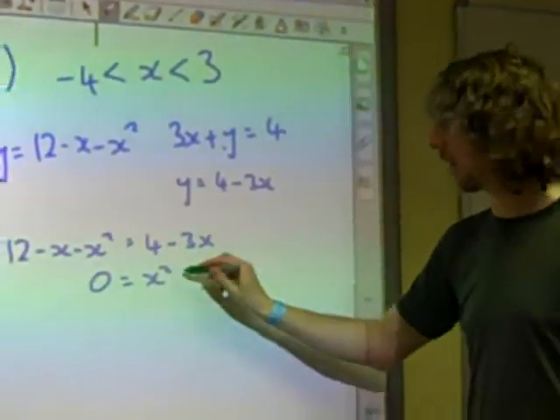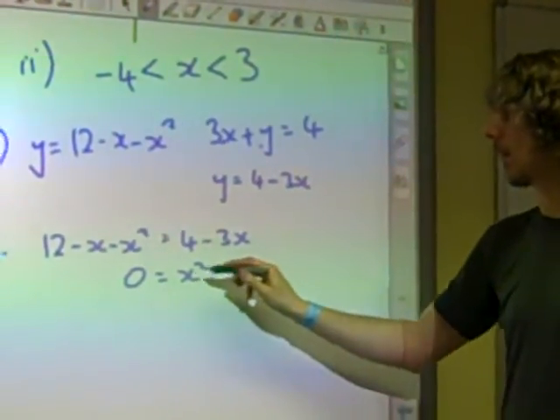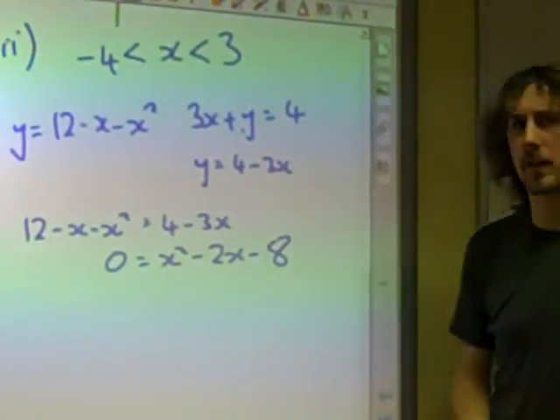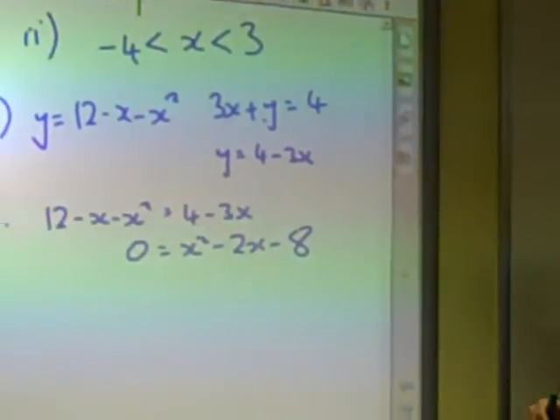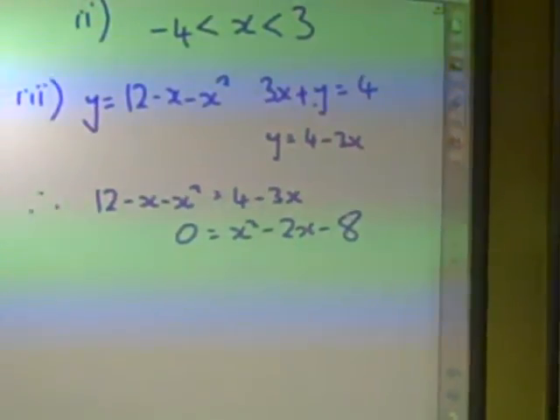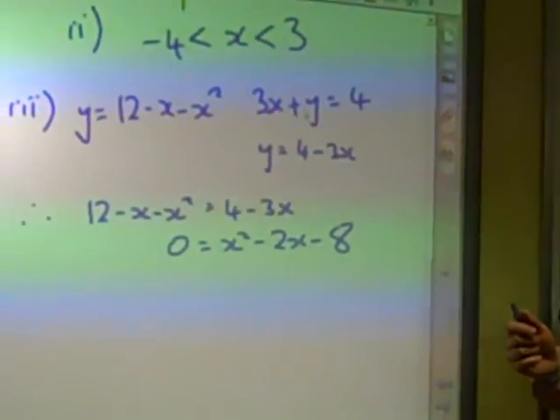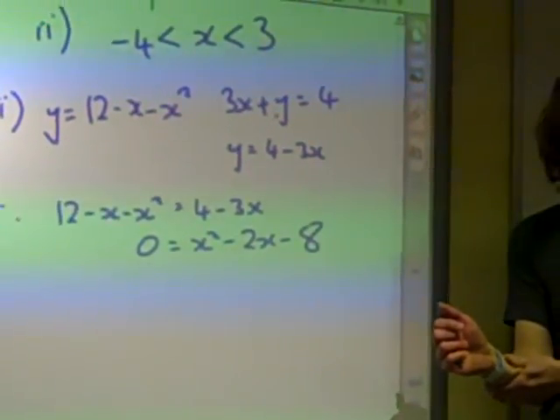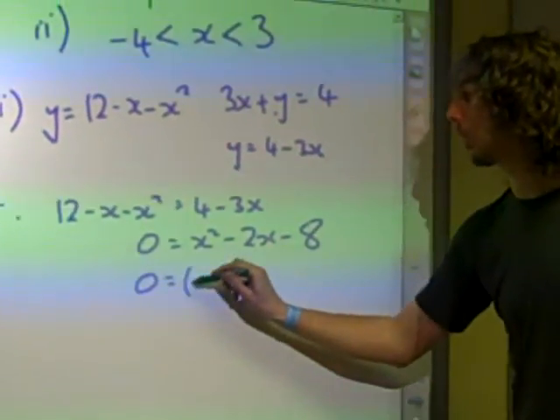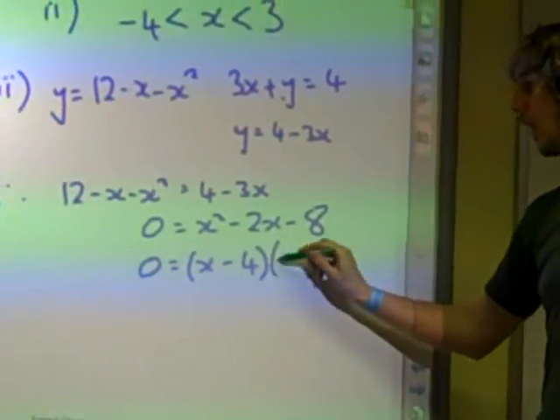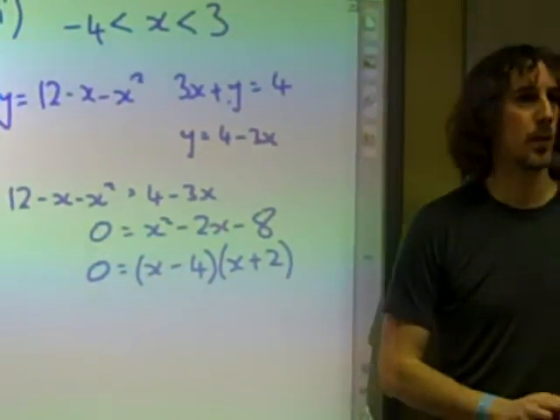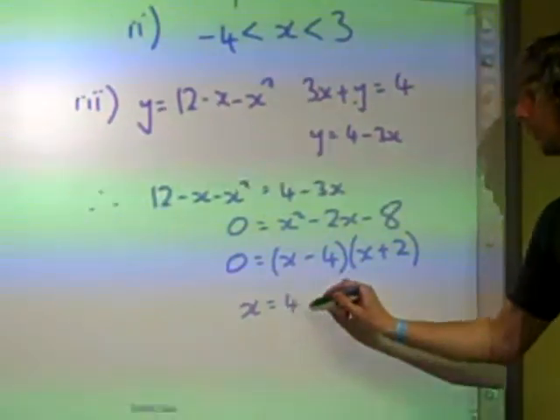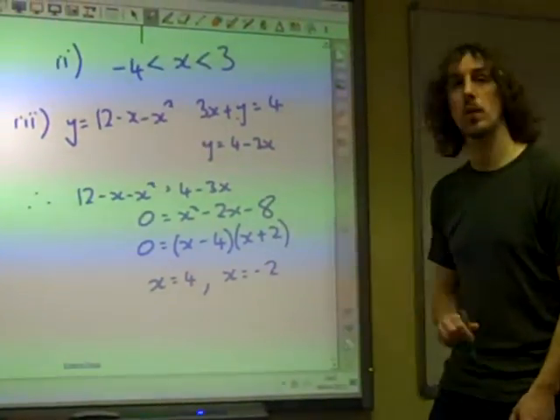Minus 3x plus the x there would leave us with minus 2x, I think. And we've got 4, and we're subtracting 12, so that should be minus 8. Are we right with that? I think so. We would hope that this would factorise. It does, doesn't it? Yep. We've got x minus 4 and an x plus 2 out of that, from which we get that x equals 4 and x equals negative 2.